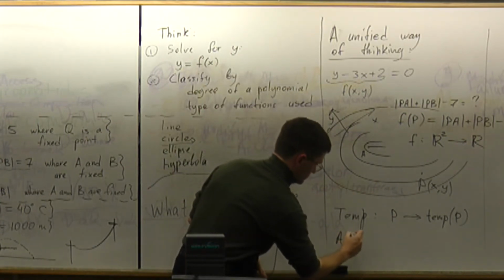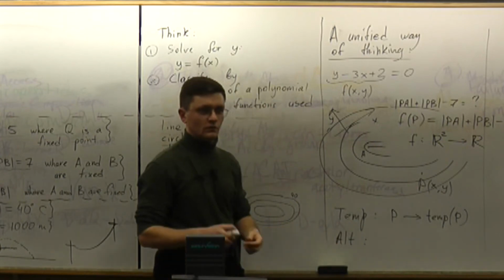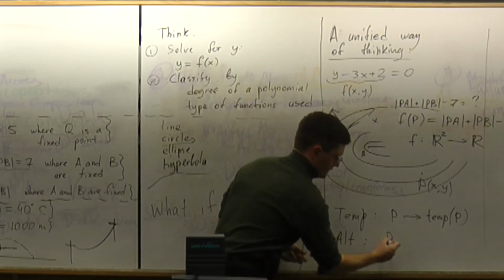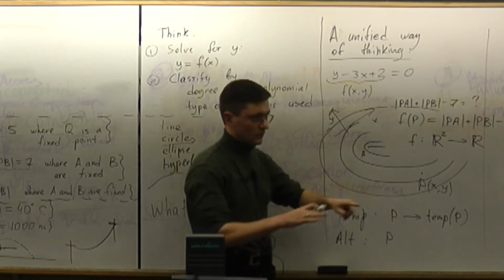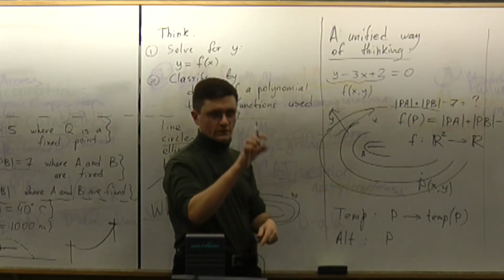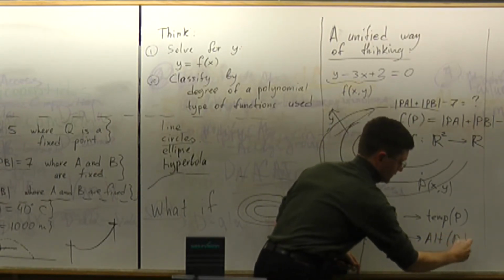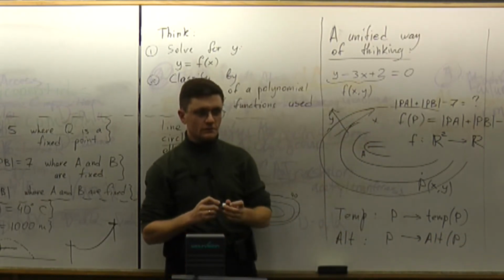Altitude of points on a map, on a plane, right? It's also a function in some sense. You take a point on a map, and there is already a number assigned. It's the altitude of that point P. So you have a function.